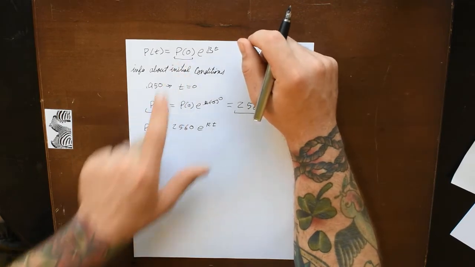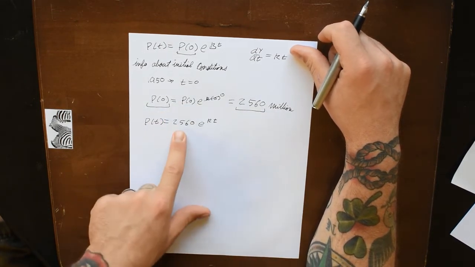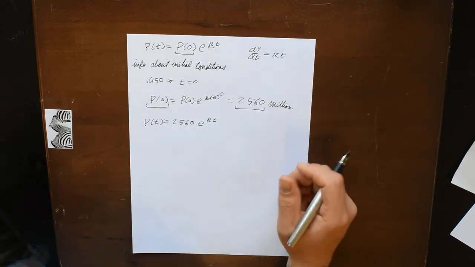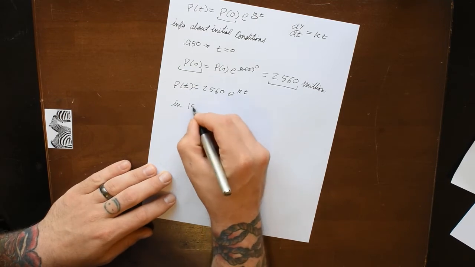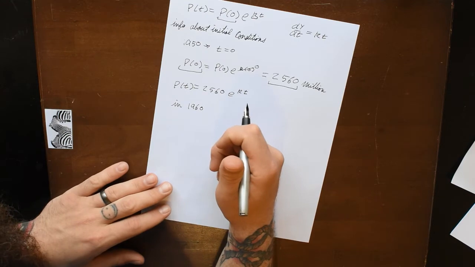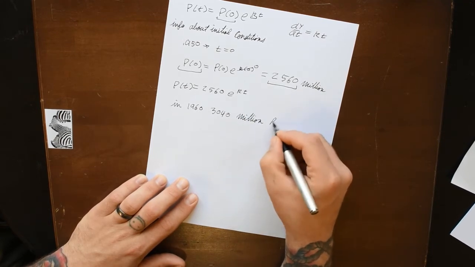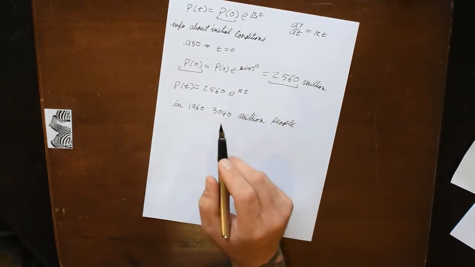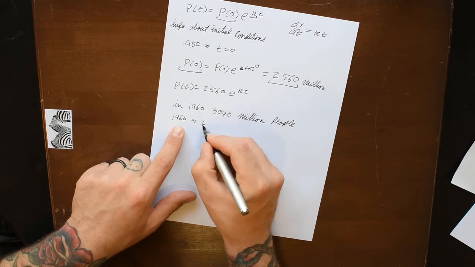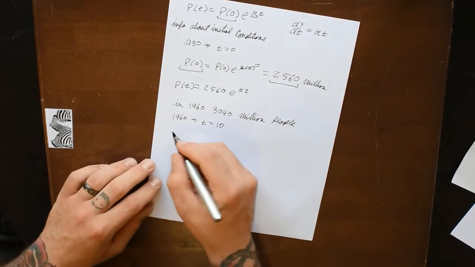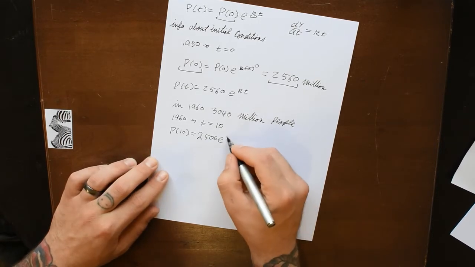So we have figured out what P(0) is. Our initial condition says that at time 0 there were 2,560 million people. The next bit of information we have is that in 1960 there were 3,040 million people. So if 1950 is t equals 0, then 1960 is 10 years later, which means t has to be equal to 10. And we know that P(10) is going to be 2,560e^(k·10).